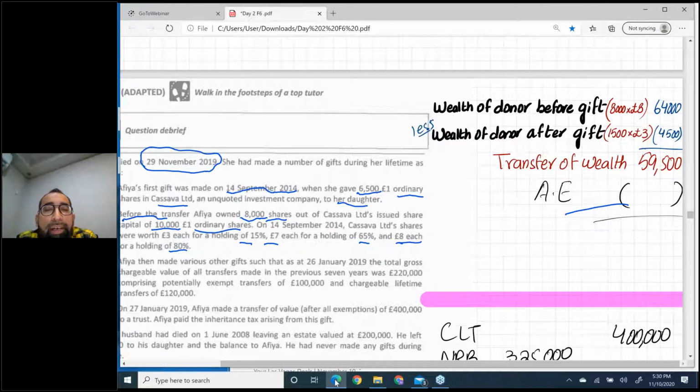This 59,500 is your PET. Why is it a PET? Because she didn't give this to a trust, she gave this gift directly to her daughter. So 59,500 is the amount of the PET before any annual exemptions. Let's see what the examiner is asking.